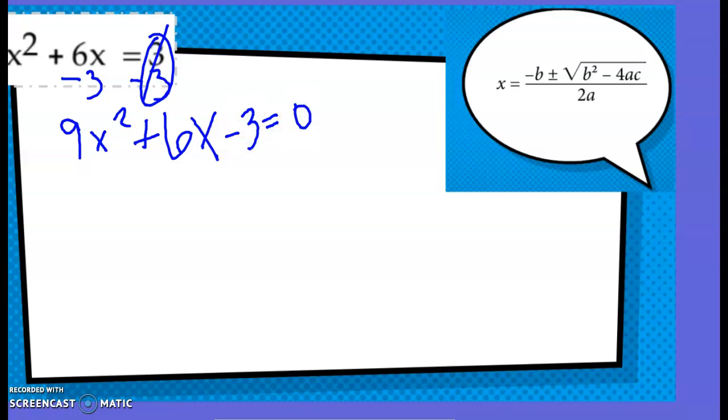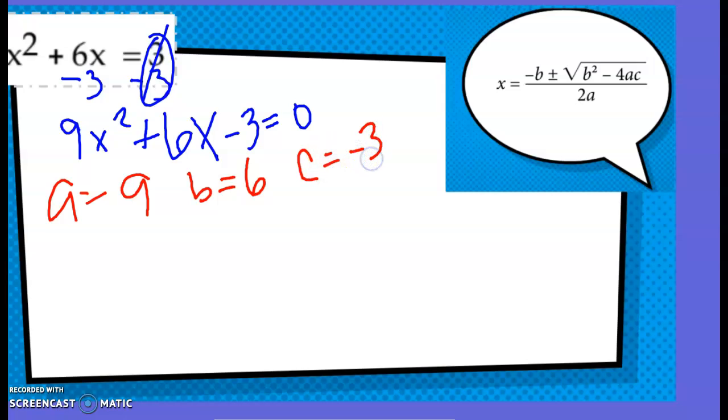Sorry, I never get better at writing with my finger on the screen. All right, so we're going to pick out our a, b, and c values because we need to know what they are in order to plug them into the formula. So a is the coefficient of x squared, which in this case is 9. b is the coefficient of x, in this case positive 6. And c is our constant, which is negative 3. That's why it's important that everything be on the same side before you get started.